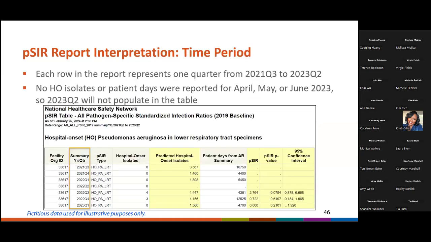The first column will display your NHSN facility organization ID. The second column will display the time period we selected on our modification screen. Each row in the report represents one quarter from 2021 Q3 to 2023 Q2. You'll notice that there is no 2023 Q2, even though we selected that quarter in the modification screen. No hospital onset isolates, the numerator, or patient days, denominator, were reported for April, May, or June 2023. So 2023 Q2 will not populate in that table.